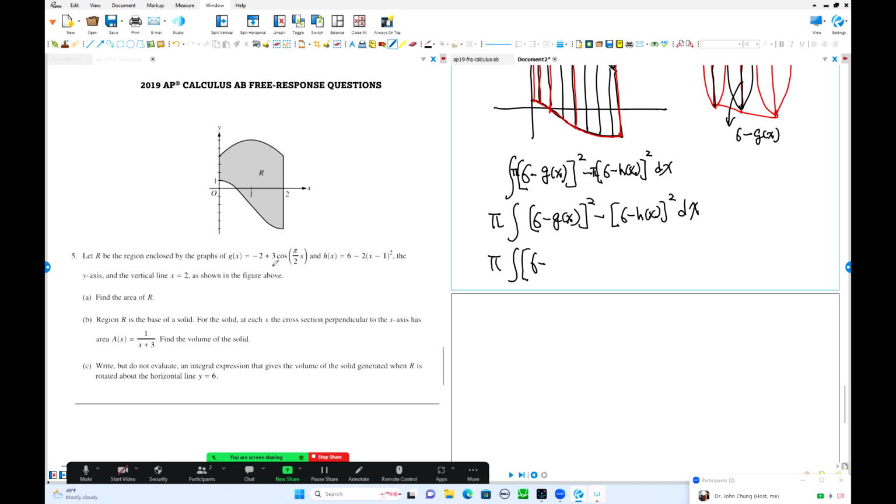6 minus g of x is actually, from here, negative 2 plus 3 cosine pi over 2 x. You don't have to simplify. After that, square, and minus 6 minus h of x, which is 6 minus 2 times x minus 1, and square, and finally dx. It's the same thing. This is okay too. That is the solid after rotation.